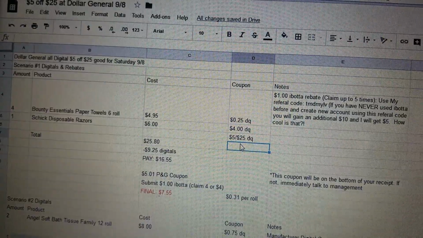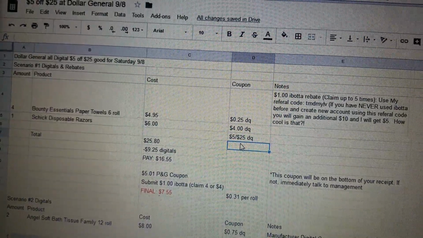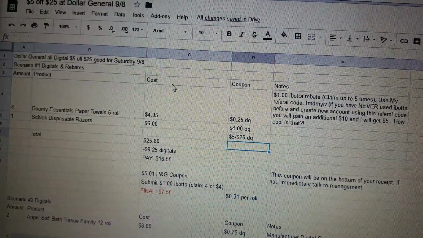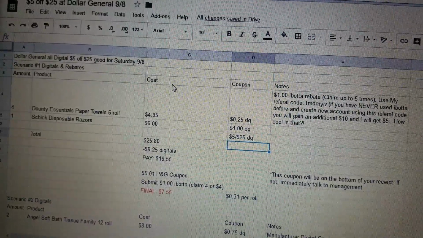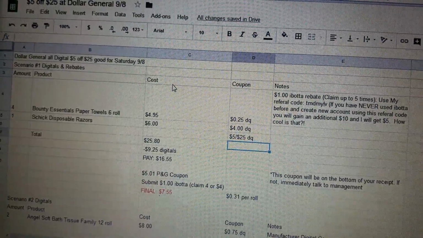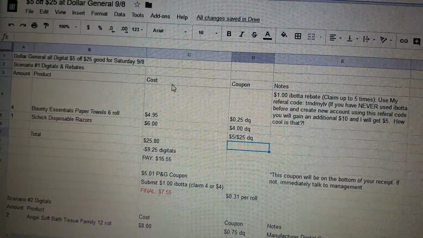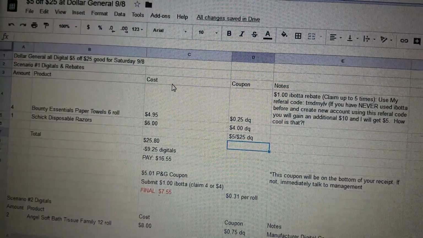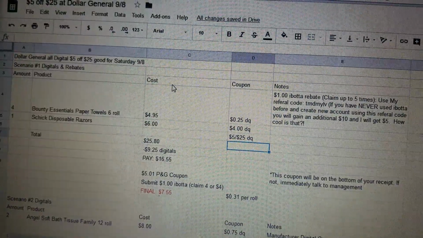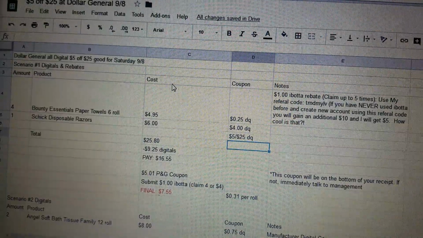This first scenario that I have here actually utilizes digitals and rebates. All of these are actually digital deals. Some of them also pair up with some rebate deals, but every single one of them is pretty much a digital deal, especially since this was very helter-skelter last minute, kind of a 5 off of 25 that I put together for you guys. I just really wanted to make sure I utilized something I knew the majority of us would definitely have. So the first one would be the Bounty Essentials.